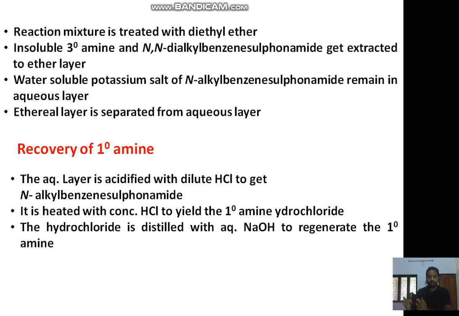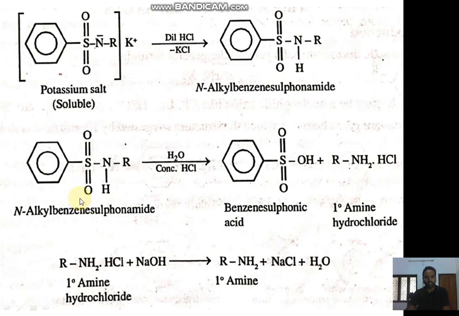Now we have to recover it. We have to separate the primary, secondary, tertiary amine. So how do you recover the primary amine? The aqueous layer has the potassium salt of N-alkyl benzene sulfonamide, which we acidify with dilute HCl to get N-alkyl benzene sulfonamide. This is the potassium salt formed from the primary amine that we separated into the aqueous layer. Now we can remove it from the separating funnel and simply react it with dilute HCl. You get N-alkyl benzene sulfonamide.